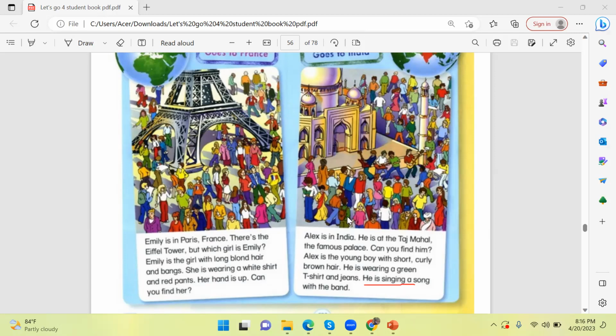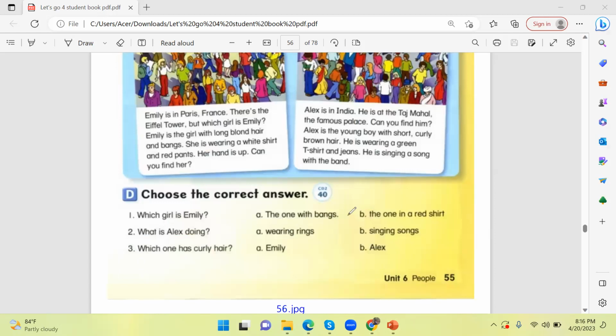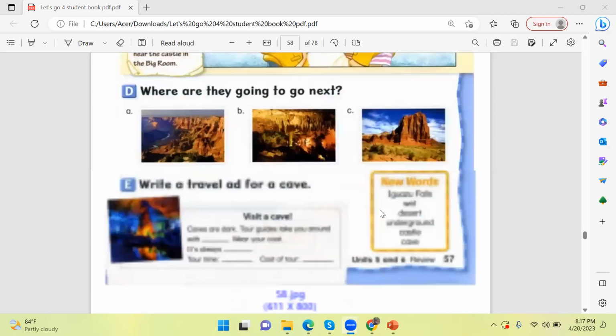Okay, very good. So we have here different questions below. Okay, number one, which girl is Emily? Is it the one with the bangs or the one in a red shirt? What's the answer? The one with bangs. Okay, the one with bangs. This is the correct answer. Very good. How about number two? What is Alex doing? He's singing songs. Okay, singing songs. Very good. How about number three? Which one has curly hair? Emily or Alex? Alex. Okay, very good. You got the correct answer. Good job, Julia.